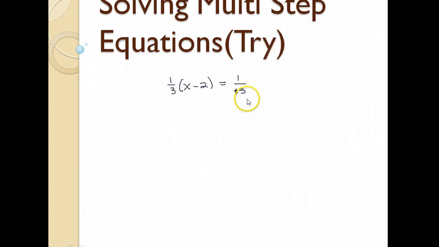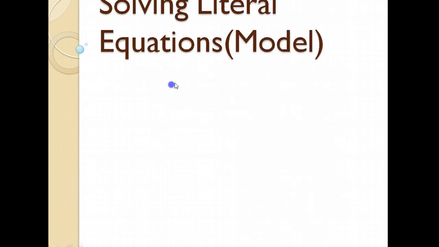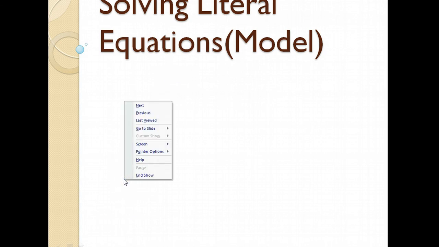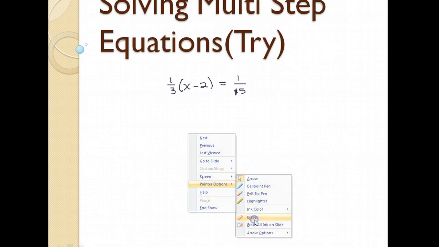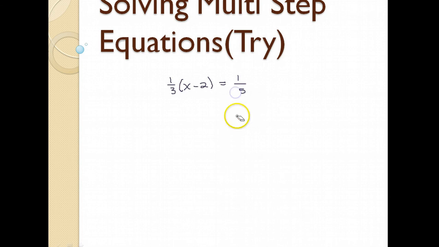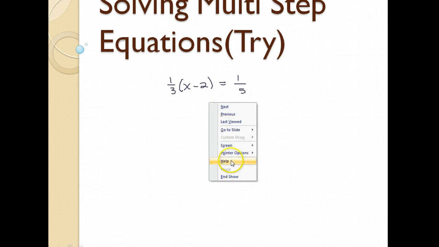No, I can't undo that. Okay. Just so you don't get confused. Eraser. There you go. Okay.